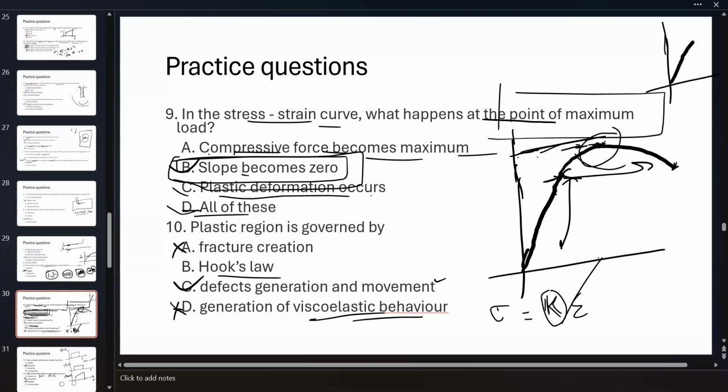Application, defect generation. Different defects start getting generated and they start moving across the grain. Generation of viscoelastic behavior now.